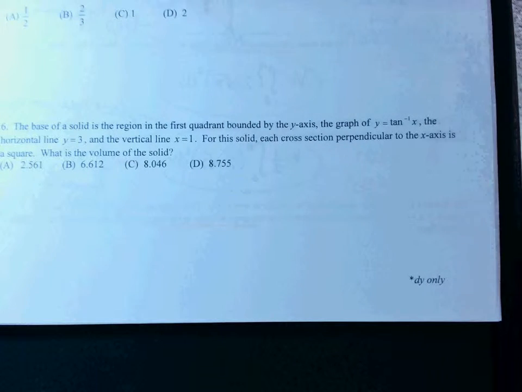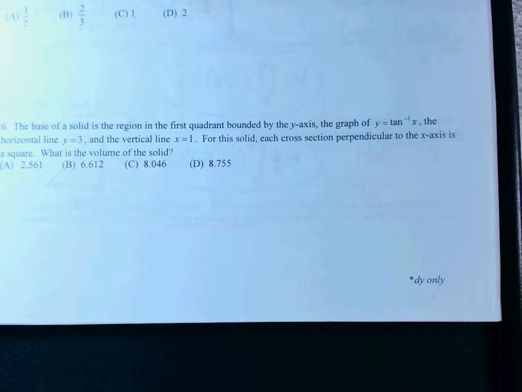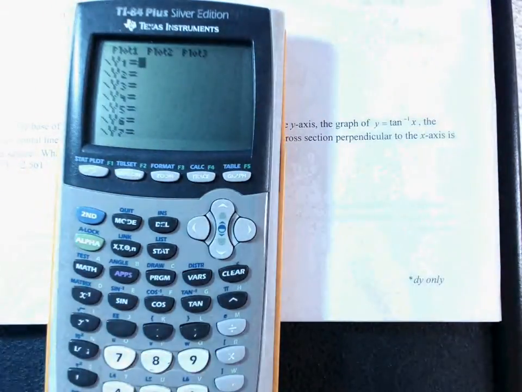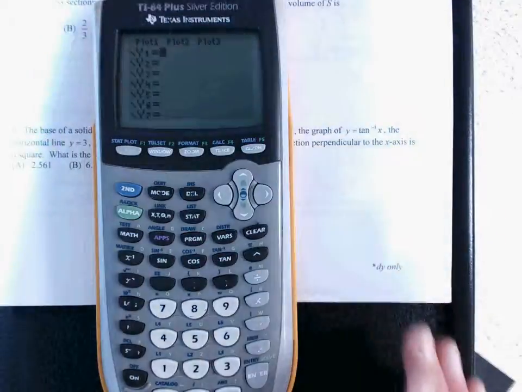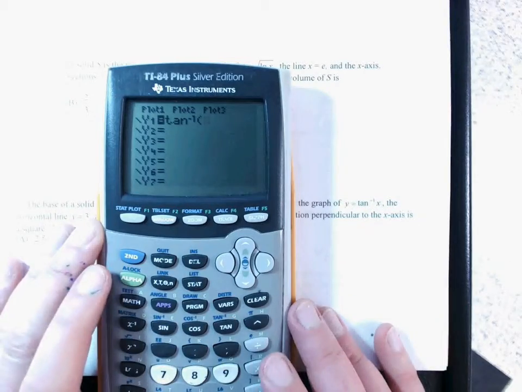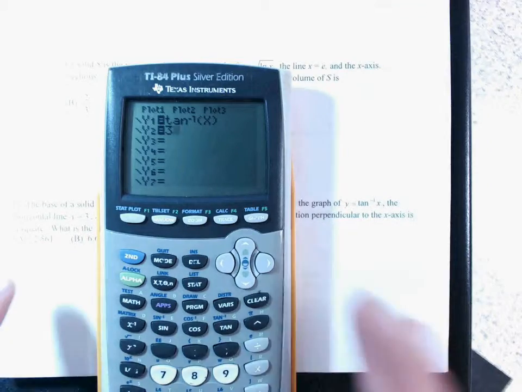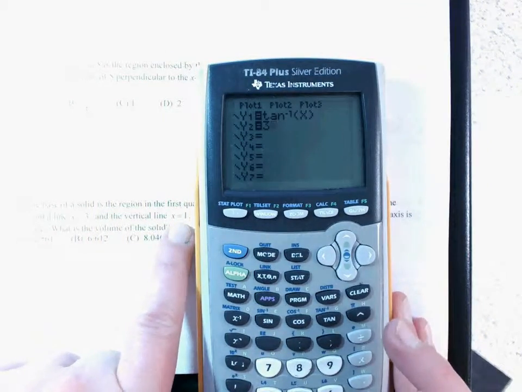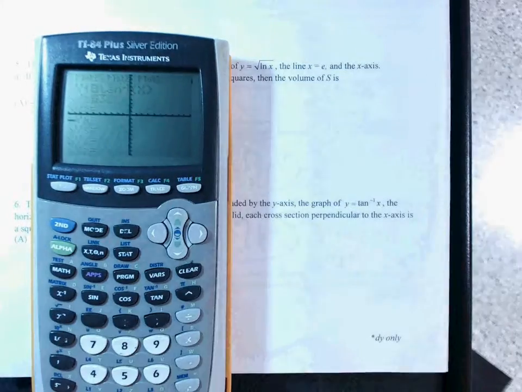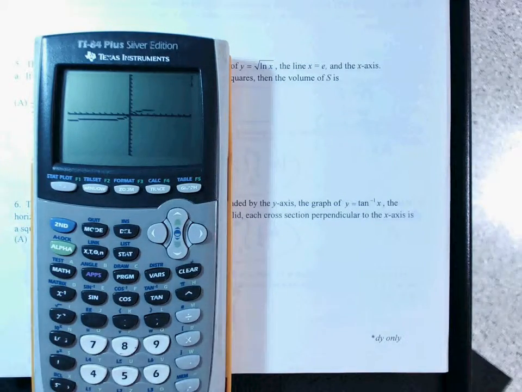So inverse tan x and y equals 3. Okay, notice that's not tan x, that's inverse tan x. So when I put that into my calculator, I want to make sure I do second tan, okay, and then x. Now notice that they gave you another line. They gave you x equals 1. Since that's vertical, I can't put that into my calculator. Or actually, maybe you can. I just don't know how, so I'm not going to. Okay, so there's inverse tan. There's y equals 3.